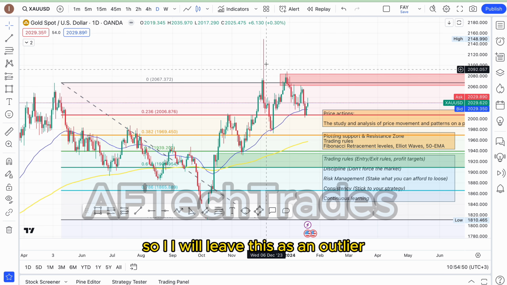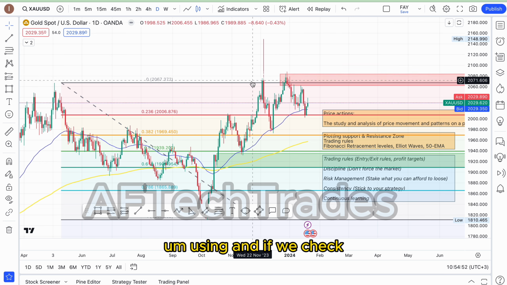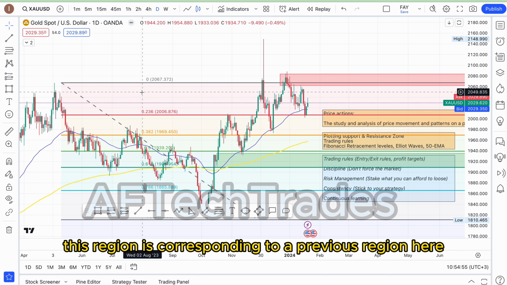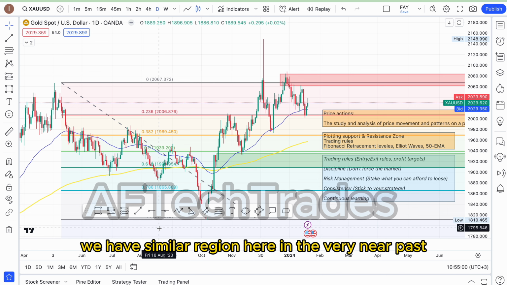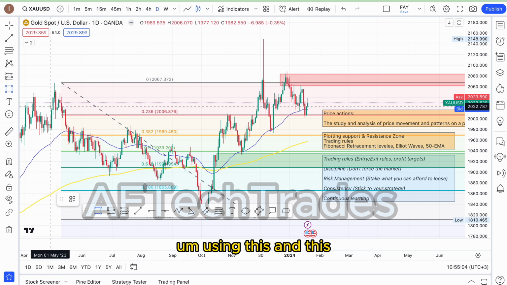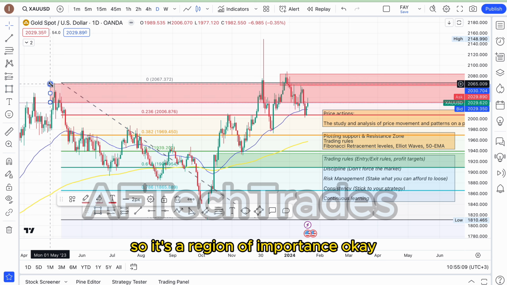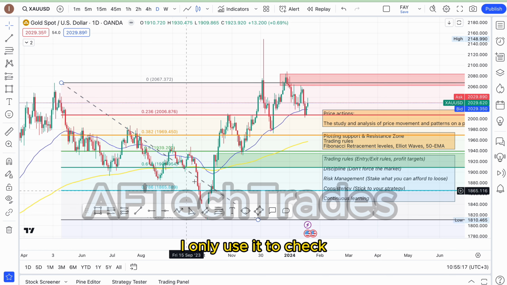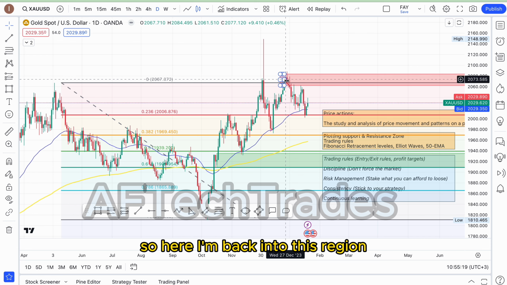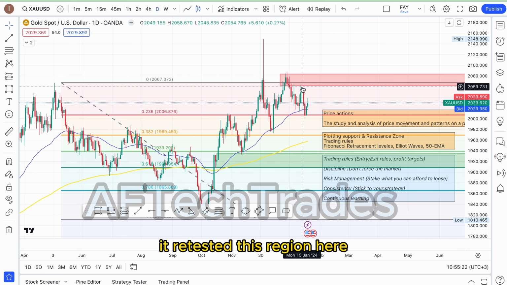So I will leave this as an outlier I'm using, and if we check, this region corresponds to a previous region here. We have a similar region in the very near past, using this and this. So it's a region of importance. Okay, so now it's here. I'll delete this, I don't need this one. I only use it to check. So here I'm back into this region. It came out, it retested this region here.